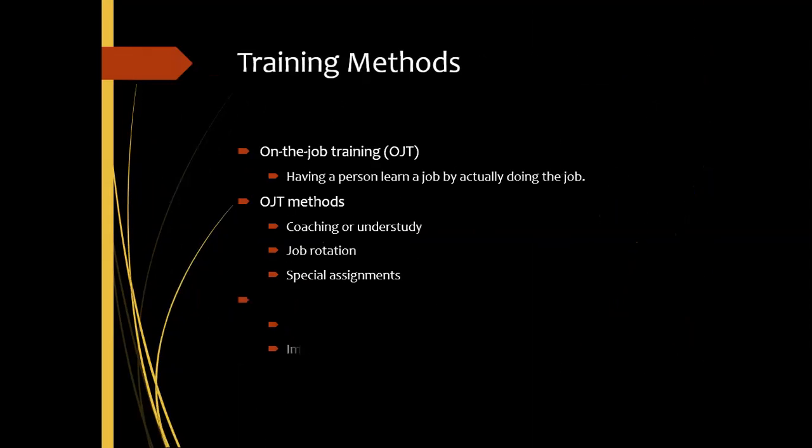Let's start with on-the-job training. Now, what is on-the-job training? The words on the job mean that the person is actually doing the job and you are going to train that person. You have identified that this person is not working well, or might require some help, and then you help by actually working on the job. There are different methods that can be adopted. Number one is coaching or understudy.